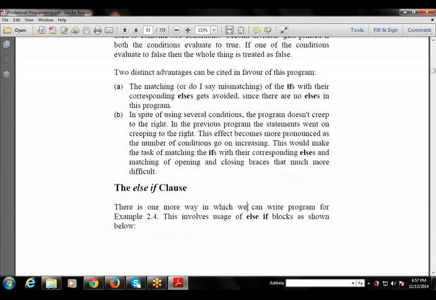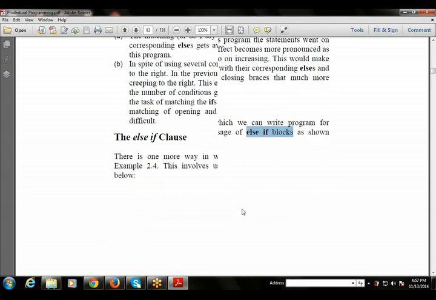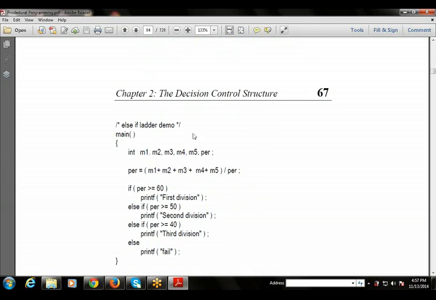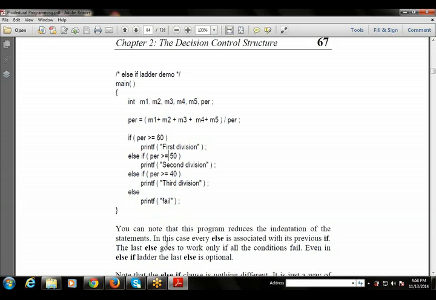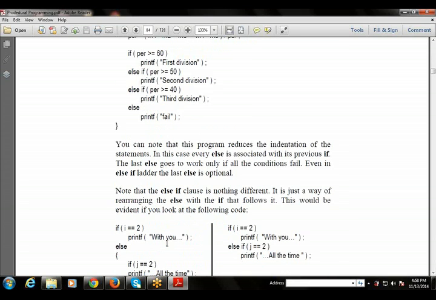There is one more way in which we can write the program. For example, this involves usage of the if else block as shown below. This is the if else. There is a main condition. What is the main condition? There are 5 subjects that can be entered. If it is greater than or equal to 60, then printf first division. Else if percentage is greater than or equal to 50, then second division. If greater than 40, then third division, else fail. So this is the scenario in which no curly braces are used.